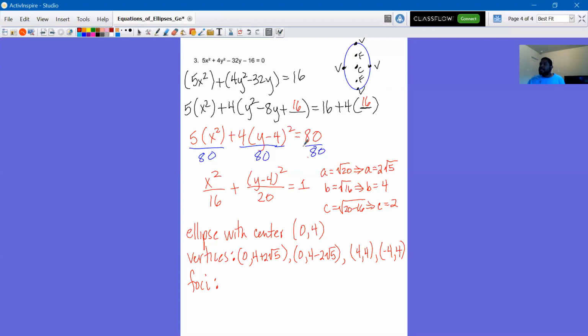And then our foci, we're going to add 2 to the y coordinate of the center. That gives us 0, 6. And then we're going to subtract c, or 2, from the y coordinate of the center, which is 0, 2. There is our ellipse.